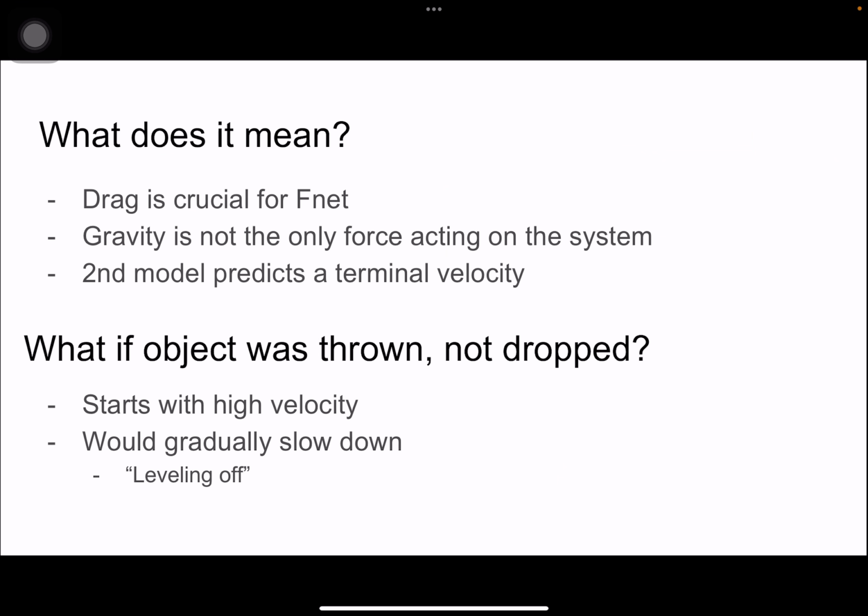So what if the object was thrown and not dropped? Well, it'll start with high velocity, but it'll eventually slow down, also known as leveling off to the terminal velocity.